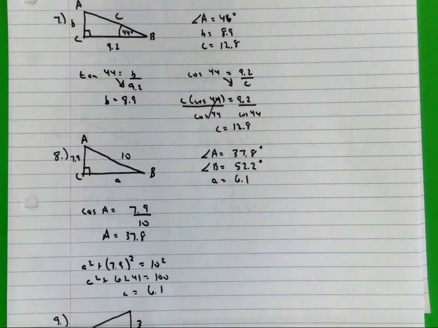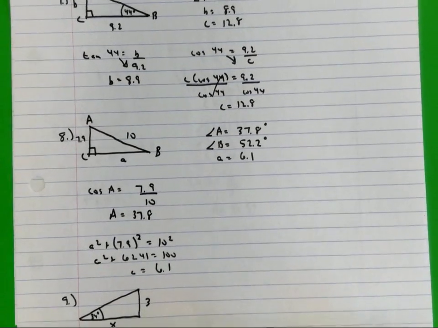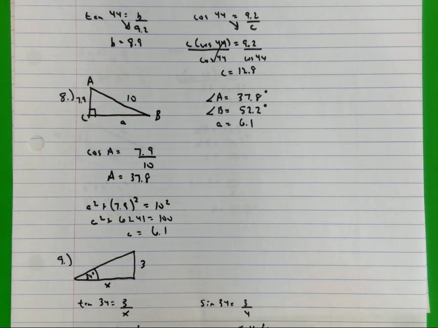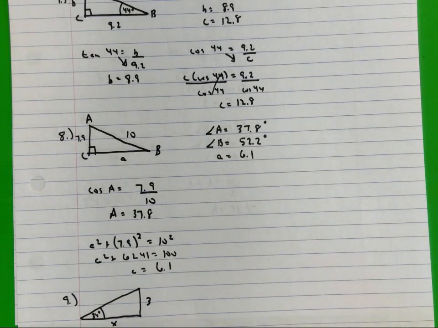There's 7 and 8. 7 is angle A is 46 degrees. Side B is 8.9 and side C is 12.8. Number 8, angle A is 37.8, angle B is 52.2, and side A is 6.1. Any questions on 7 and 8?